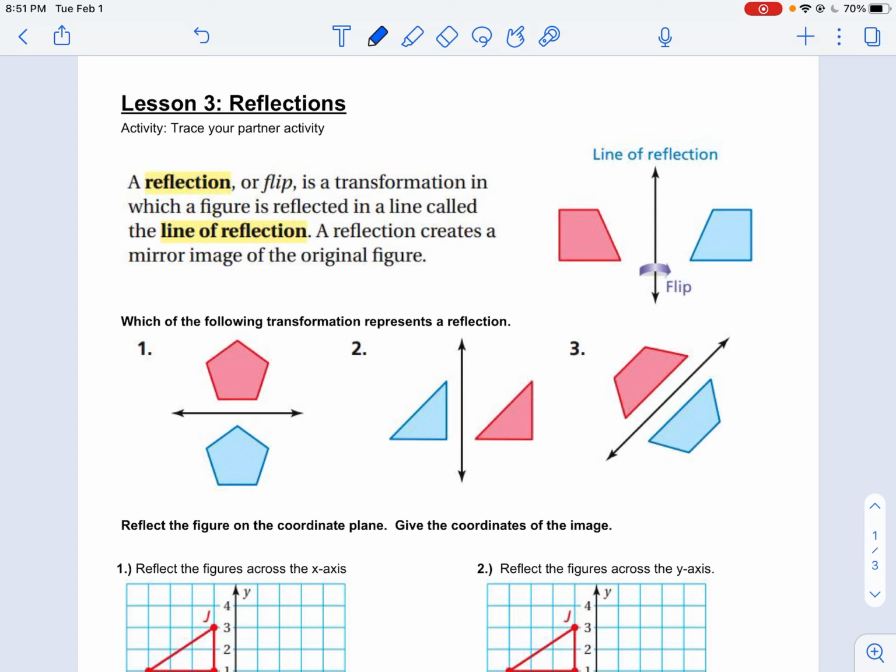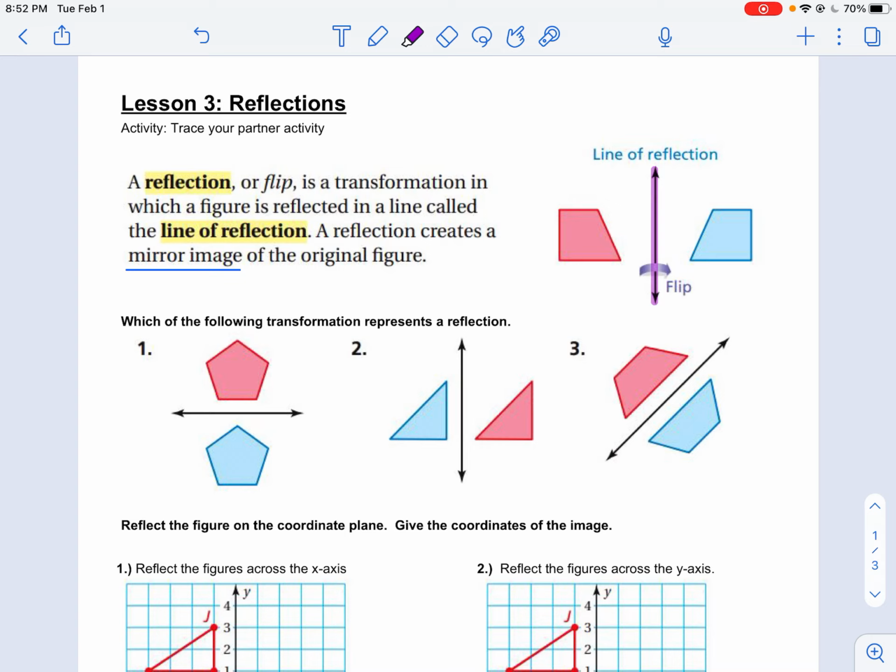called the line of reflection. A reflection creates a mirror image. So this is really important. We always want to see a mirror image as if we were looking in a mirror of the original figure. So you can see in the first example that we have a line of reflection going between the red and blue shape. And that line of reflection shows the mirror image of shape 1, the red shape, flipped over the line of reflection to the blue shape.